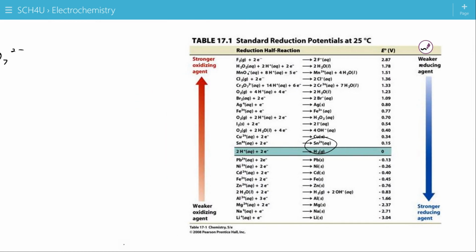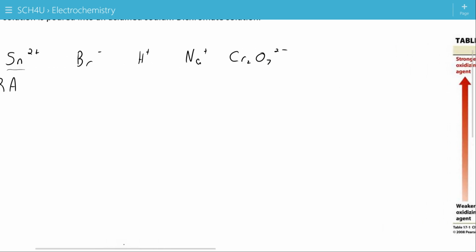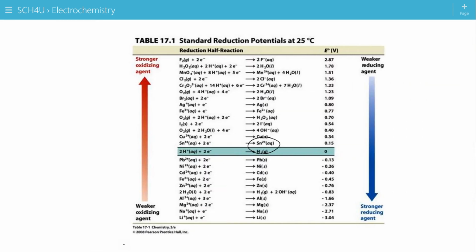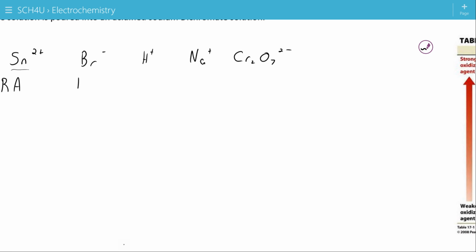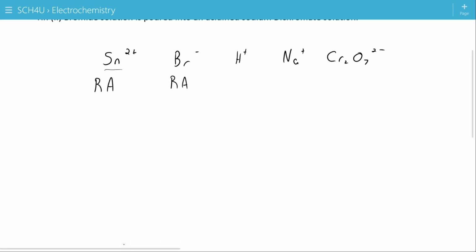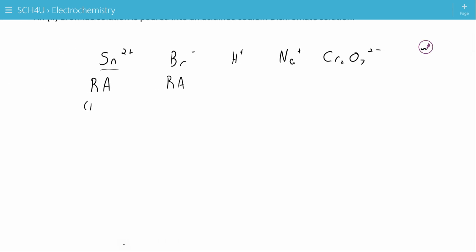Just taking a quick swing through this, making sure I'm not missing any more Sn2+, and I don't see any. Okay, Br-. It is on the right as well, so it is also a reducing agent. I'm just going to make a little note here. So far this is the lower of the two.